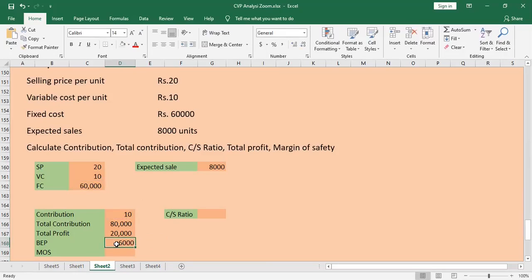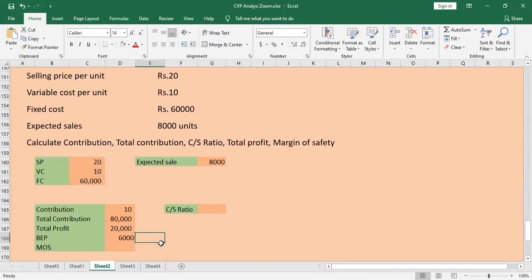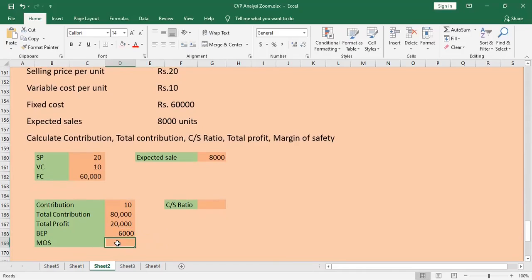When you are selling 6,000 units, you are exactly at the point where you are not making any profit and you are not making any loss. You are exactly at the point where your total cost is equal to total revenue when you are producing 6,000 units.